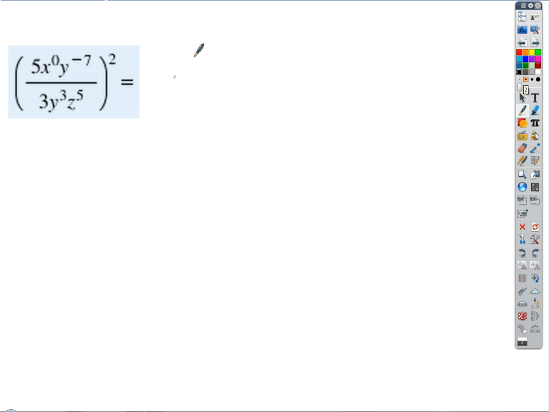Okay, so what do we get inside? Well, the 5 and the 3 are already simplified. I can't simplify that ratio, can I? No. So I've got a 5 on the top and a 3 on the bottom. Where do you see x's? Only on the top, and it's to the 0 power. This is 1. Anything to the 0 is equal to 1, isn't it? So the x just goes to 1. Bye-bye.